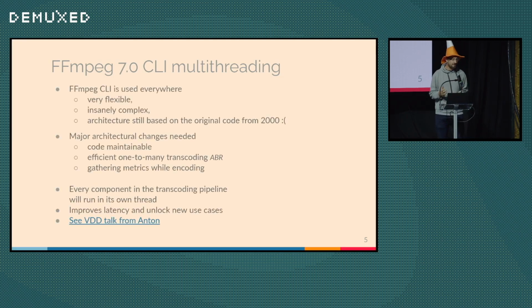So the FFmpeg CLI is used literally everywhere. It's badly used everywhere also, yes, we know. It's very flexible. It's so complex that you need several AI tools to be able to write correct command line supplies. Yes, some of you are also writing guides on that, but also the architecture was from the 2000s, right? And the lack of multithreading was a problem because when you do complex ABR, you were waiting for several filters to be done, so we started doing that. It was a major work, mostly done by Anton. You should really watch the talk from Anton at last VDD about that.